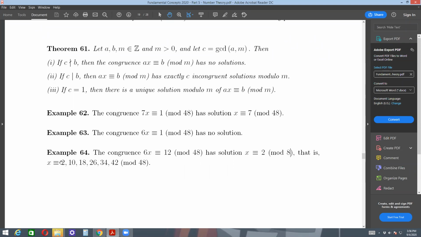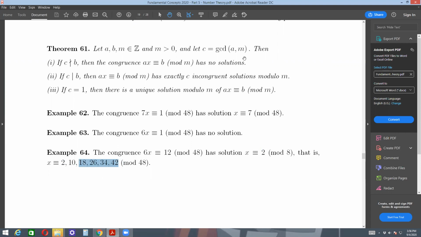So if x is 2, 2 mod 8 is the same as 2 mod 48, if you think about it. Actually, it's the other way around. 2 mod 48 is the same as 2 mod 8, because if you divide by 48 and you get 2, then if you divide by 8, you'll also get 2. But these also work, because if I divide by 48 and I get 10, then if I divide by 8, I'll also get 10. But I can divide that further and get 2. And same thing for all of these numbers. If you divide all of these by 8, the remainder will be 2.